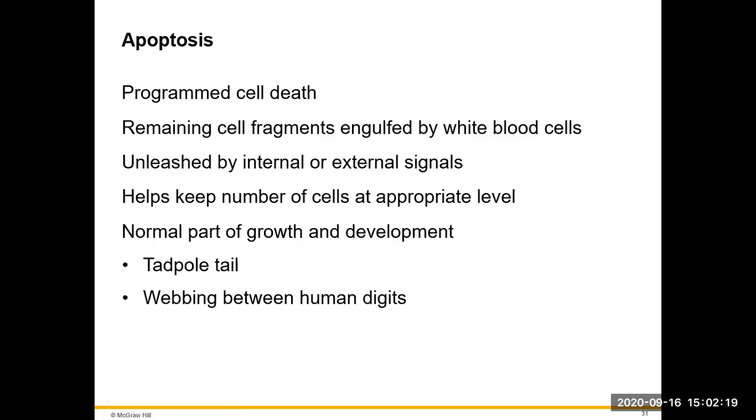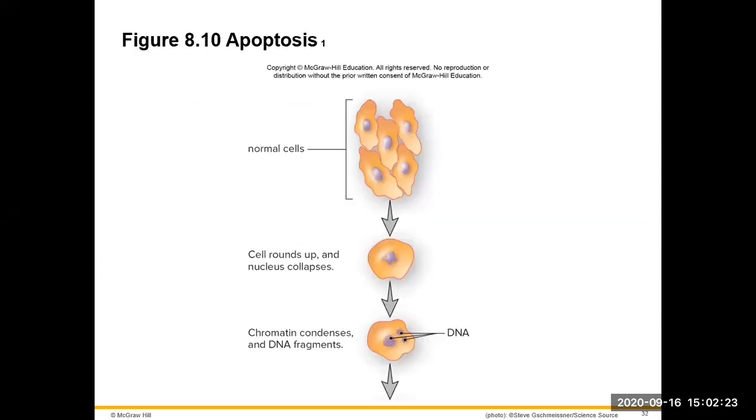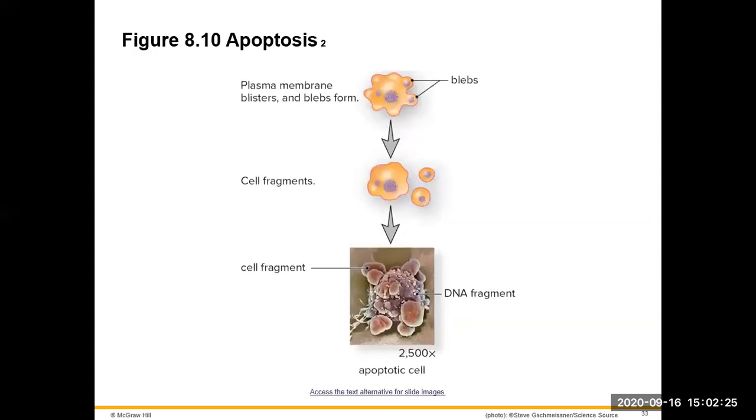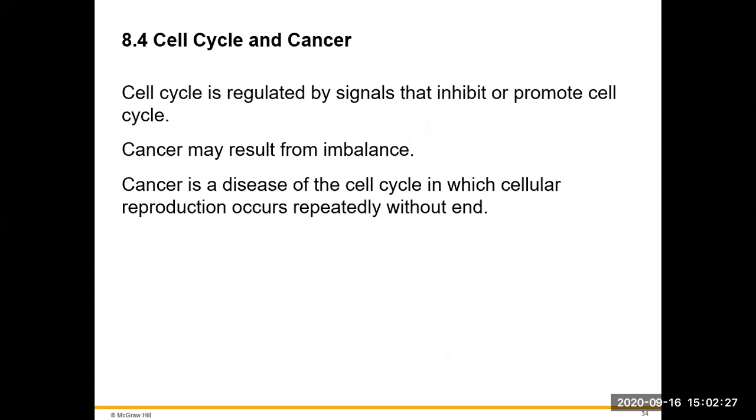Apoptosis is normal. Every cell goes through some kind of programmed death at some point. This is apoptosis. The cell cycle is regulated by signals that inhibit or promote it. As we have said earlier, it is a heavily regulated process, with signals to support it or go against it.